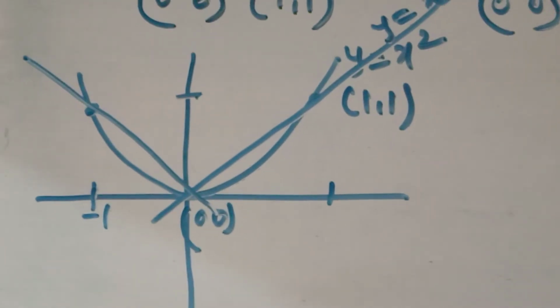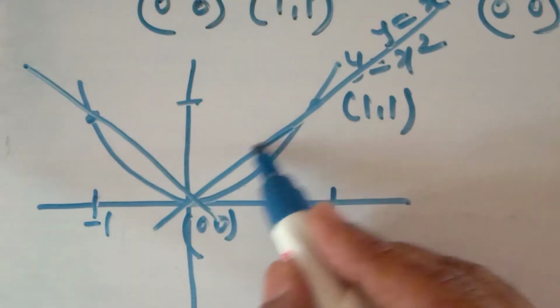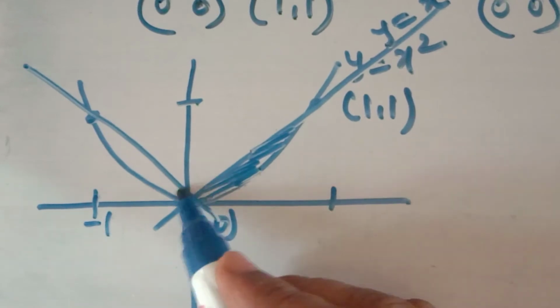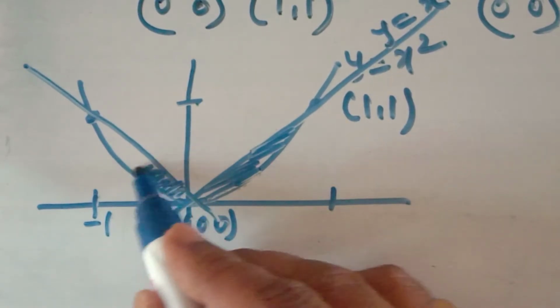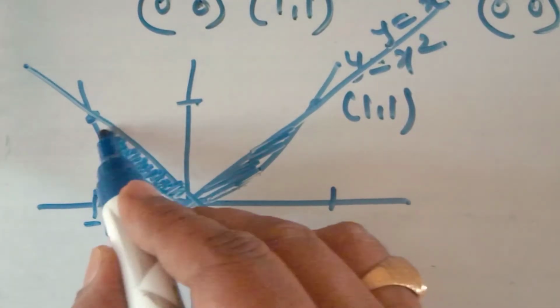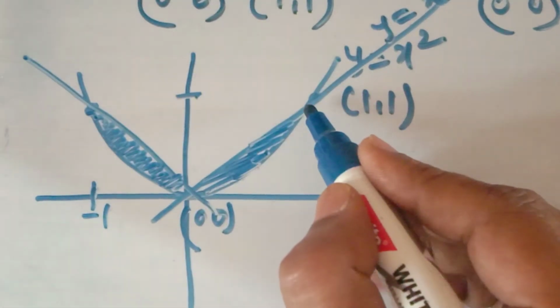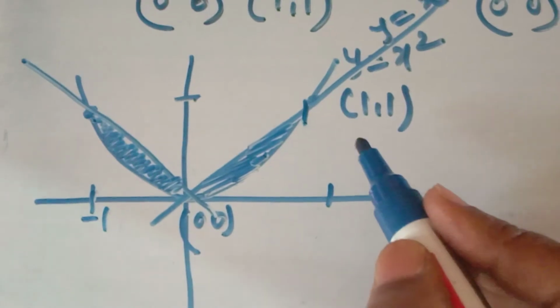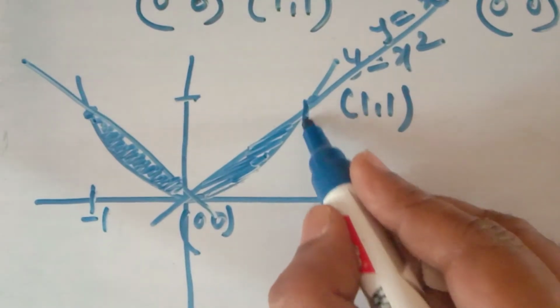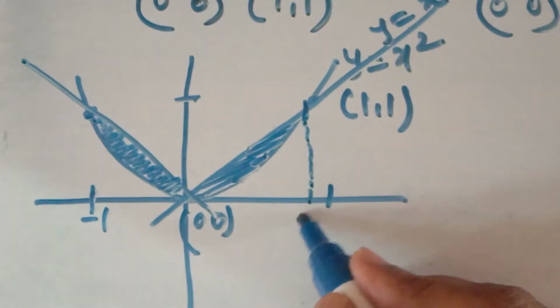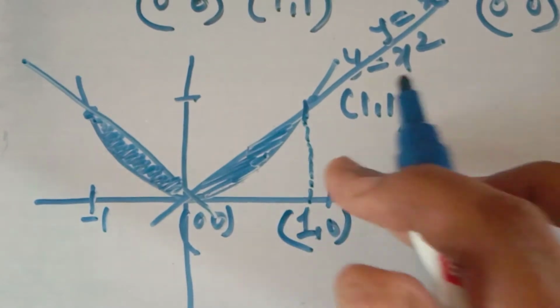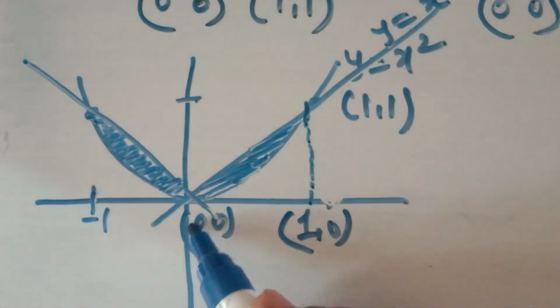So this is the sketch you will get, and you have to find the area bounded by these two curves. Now the right-hand side of the y-axis and the left-hand side of the y-axis are symmetrical. So you have to find the area of any one side and multiply by 2. As usual, you draw a perpendicular on the x-axis, which will be at (1, 0), and this is (0, 0).